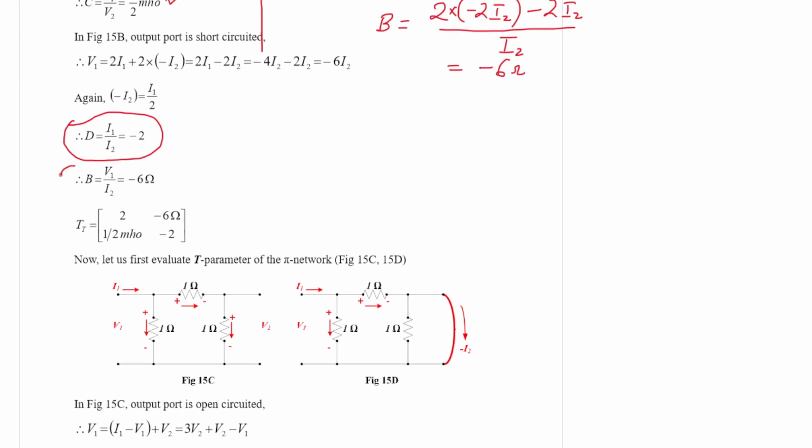So if you solve the transmission parameter of the T network, you will get these values: A is equal to 2, B is equal to minus 6 ohm, C is equal to half mho, and D is equal to minus 2. You will get these values, the T parameters.